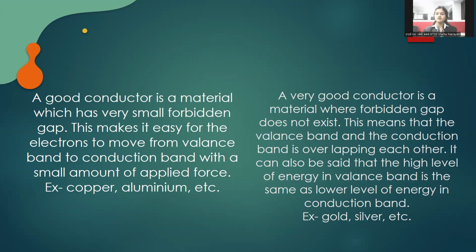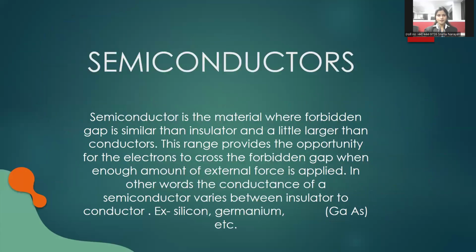A very good conductor is a material where the forbidden gap does not exist. This means that the valence band and the conduction band are overlapping each other. It can also be said that the highest level of energy in the valence band is the same as the lowest level of energy in the conduction band. Examples of very good conductors are gold, silver, etc.